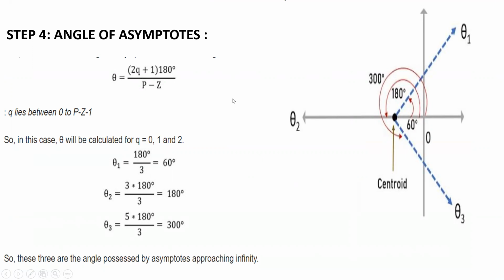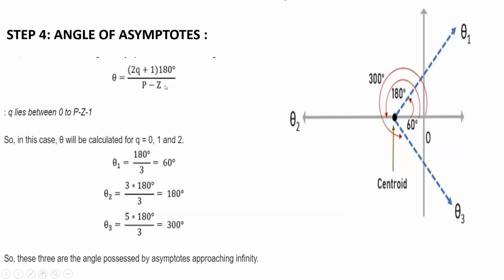We saw in rule number 2 that our root locus branches are going to infinity. So what are asymptotes? We already know that asymptotes are the tangents at infinity for any curve. We need to find out the angles made by these tangents. For that, we use this formula, (2q+1)×180/(p−z), where p is the number of poles and z is the number of zeros. We have z equal to 0 and 3 poles, so p equals 3.